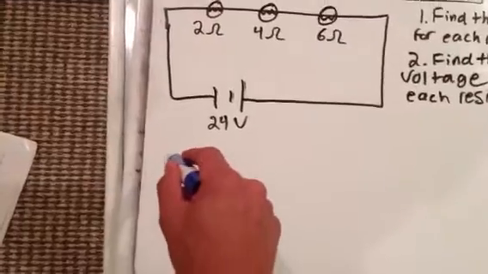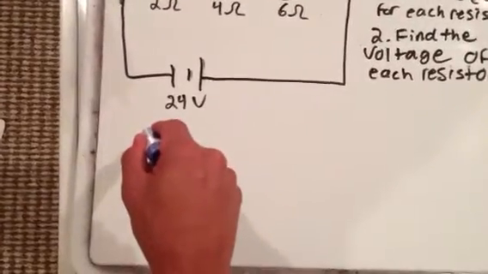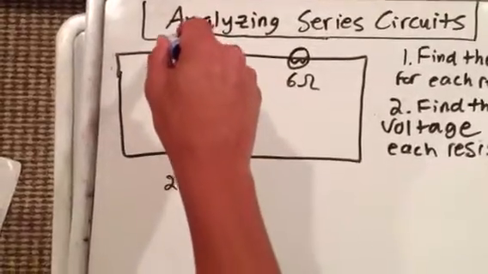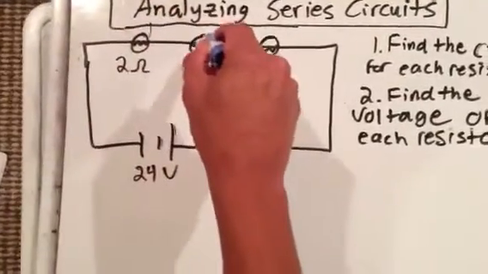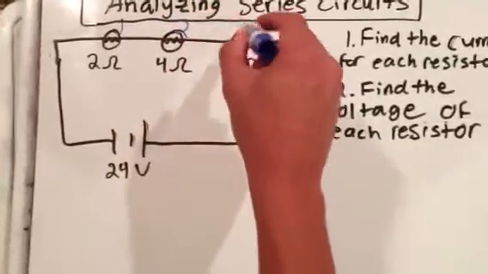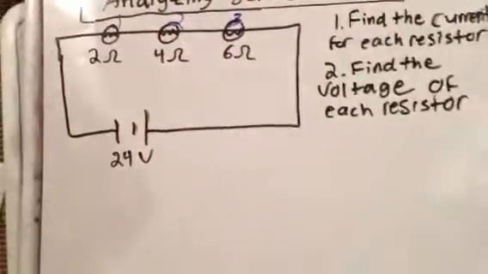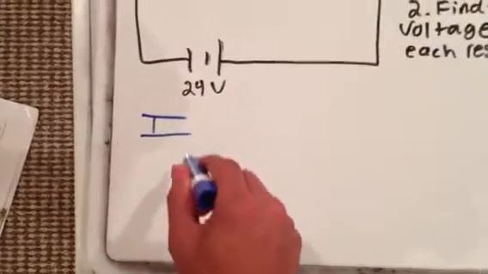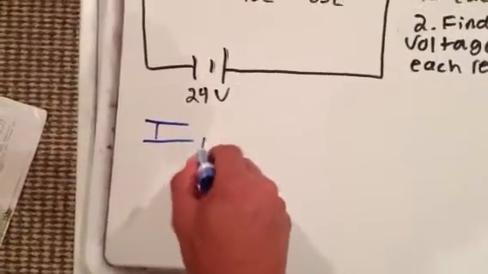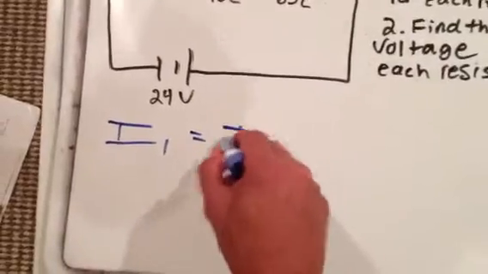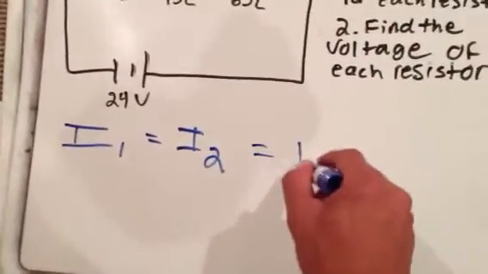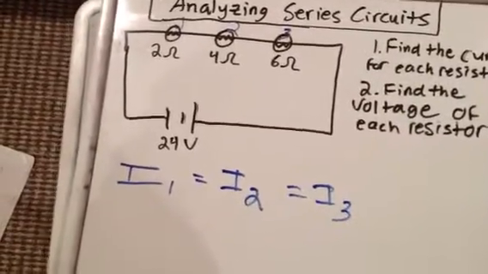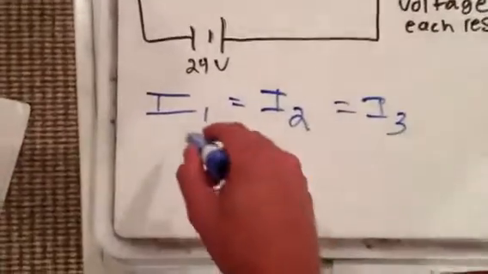Before we attack this problem, we need to understand some things about series circuits. Let's call this resistor 1, call this resistor 2, and we'll call this resistor 3. The current, which is represented by I and measured in amps, of resistor 1 is equal to the current in resistor 2 and is equal to the current in resistor 3. In other words, the current stays constant in a series circuit.